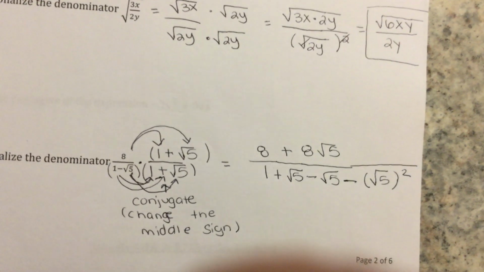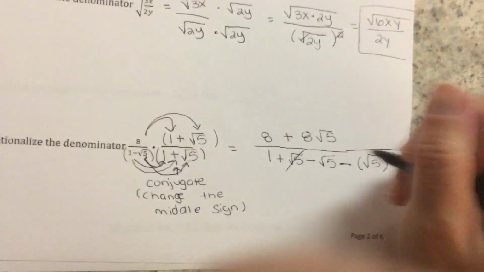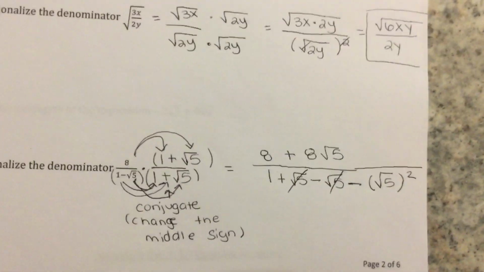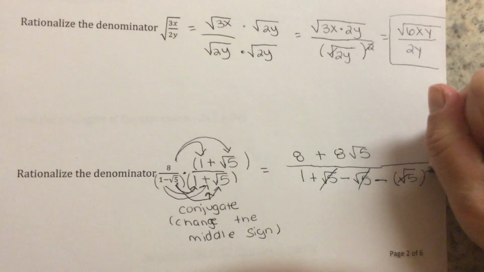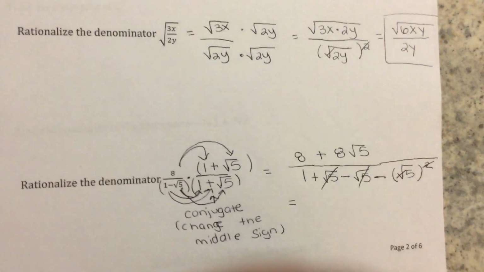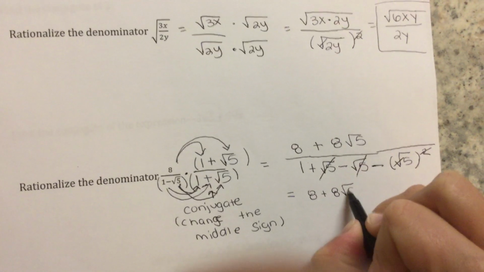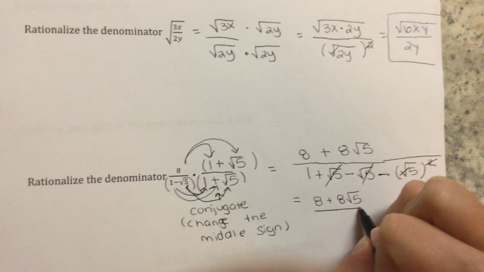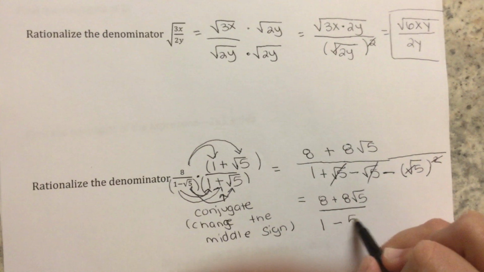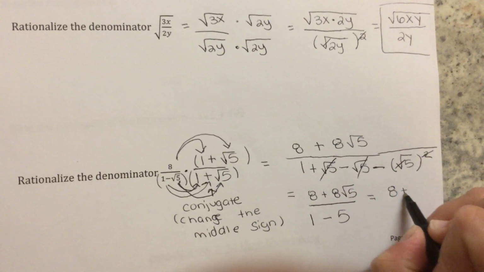So if you notice, a couple things happen here. Plus square root of 5 minus square root of 5, they cancel each other out. That is the whole point of a conjugate. The middle terms cancel out. Also, I have the square root and the squared cancel each other out. So simplifying this on top, I still have 8 plus 8 square roots of 5. All over on the bottom, I'm left with 1 minus just my 5 left over. So 1 minus 5 will give me a negative 4.